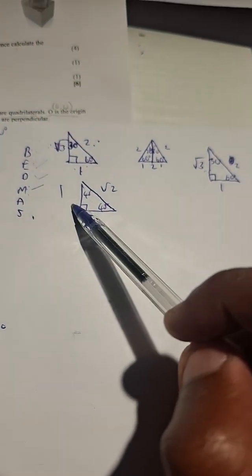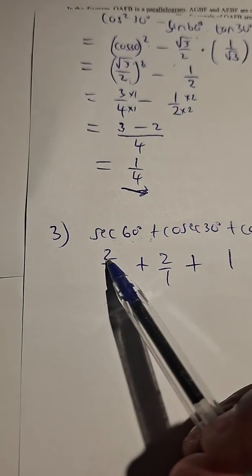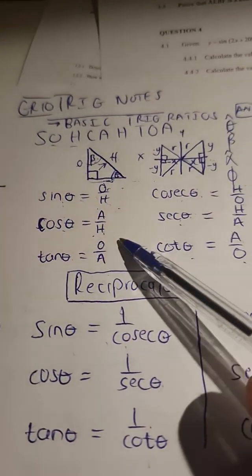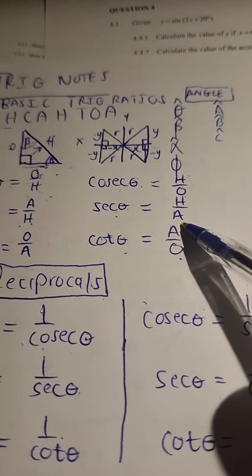I'm going to say adjacent over opposite. So adjacent over opposite means 1. Okay, let's go back to sec 60. Sec is the reciprocal of cos. It is hypotenuse over adjacent.